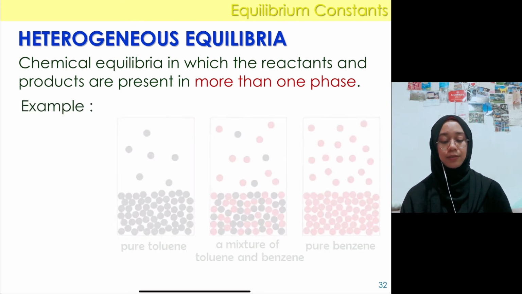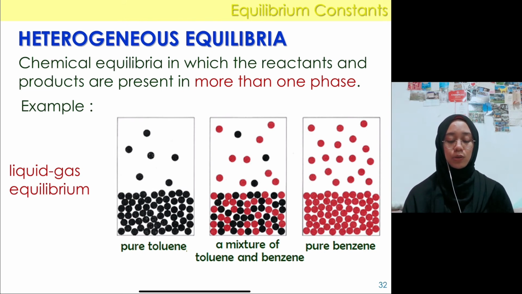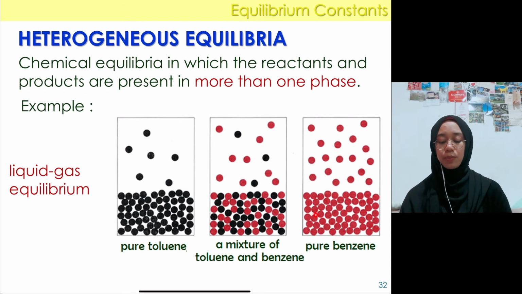So for example here, kita tengok the liquid gas equilibrium lah. Okay, so in the case of pure toluene kat sini, you can see that yang bawah ni adalah liquid, yang atas ni adalah gas, tapi dia dekat equilibrium. Okay, so same goes to the pure benzene here. Pure benzene ni bawah ni adalah liquid, atas ni adalah gas. Okay, and then bila kita mixkan pun toluene dengan benzene tu nanti, at some point dia akan reach equilibrium. So bawah ni masih lagi liquid, atas ni akan ada gas.